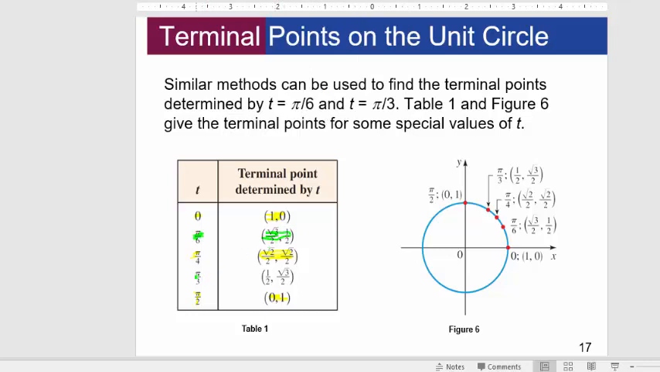But then the other ones that you would get from the 30, 60, 90 would be pi over 6 and pi over 3, right? Because pi over 6 is really like 30 degrees. Pi over 3 is really like 60 degrees. So those are the points that you get from that.